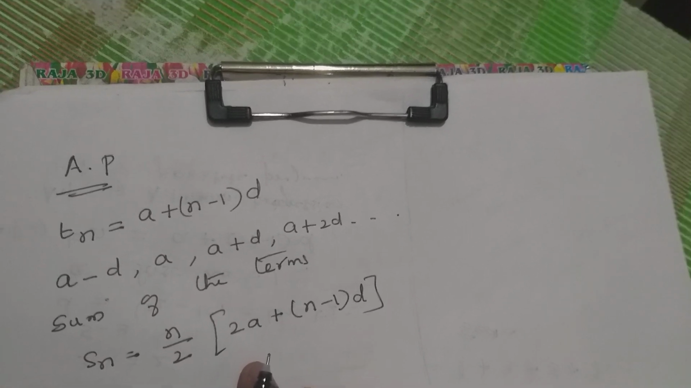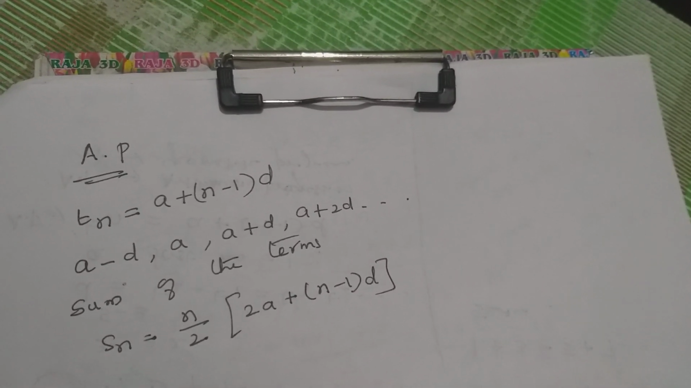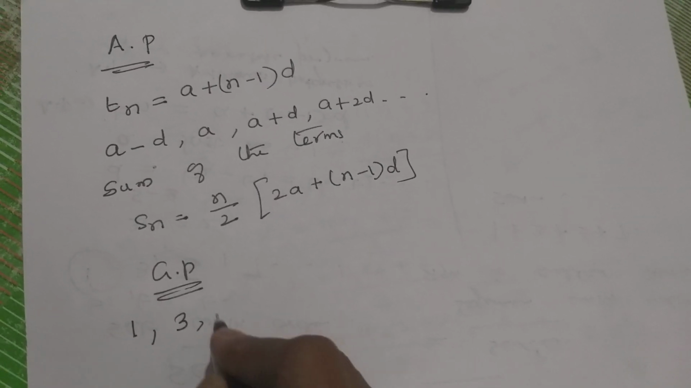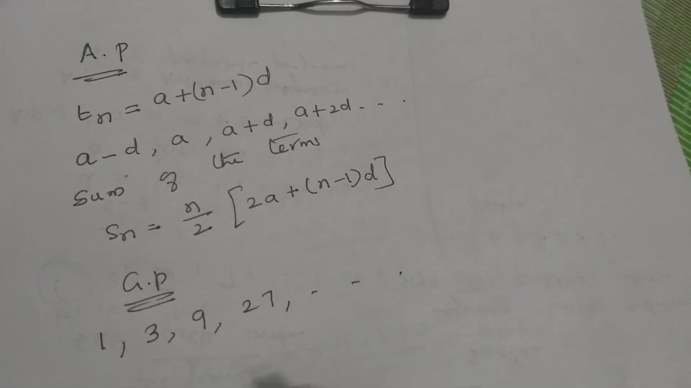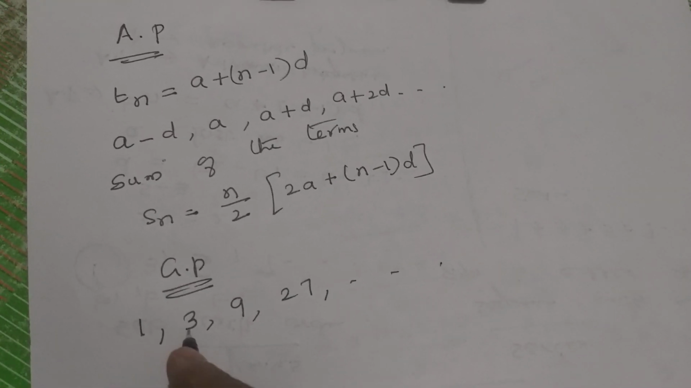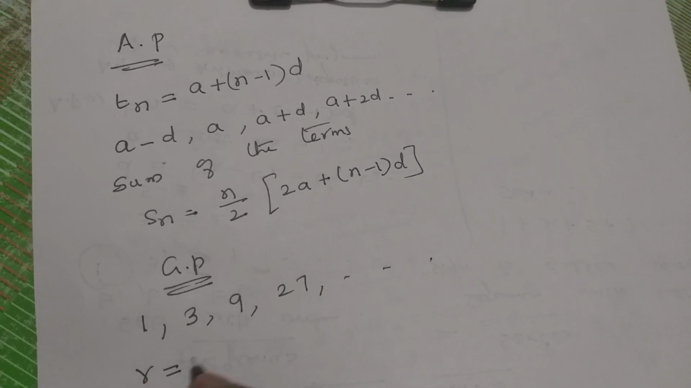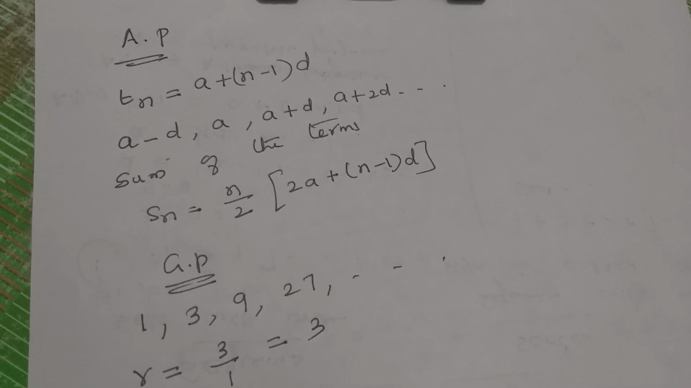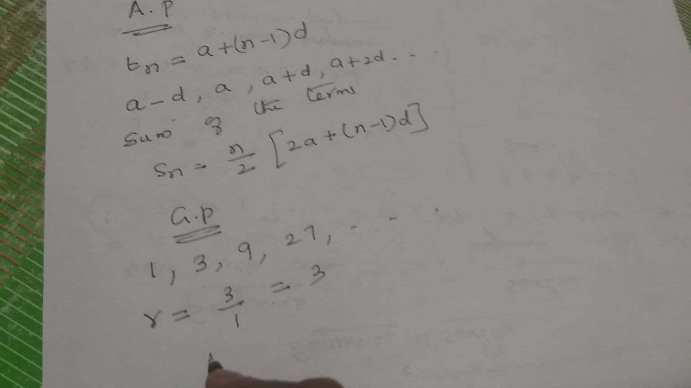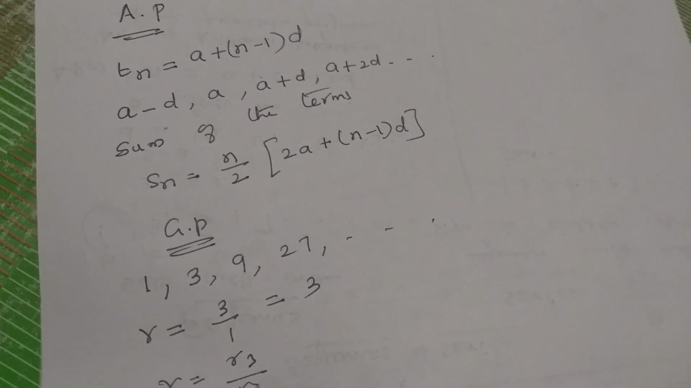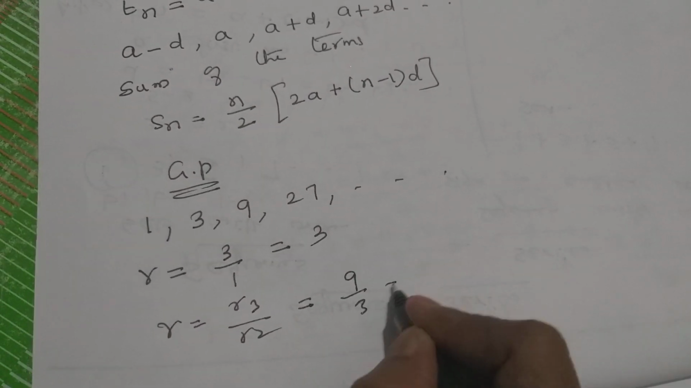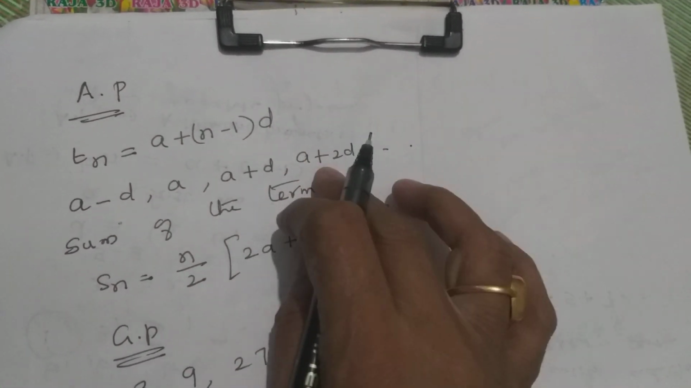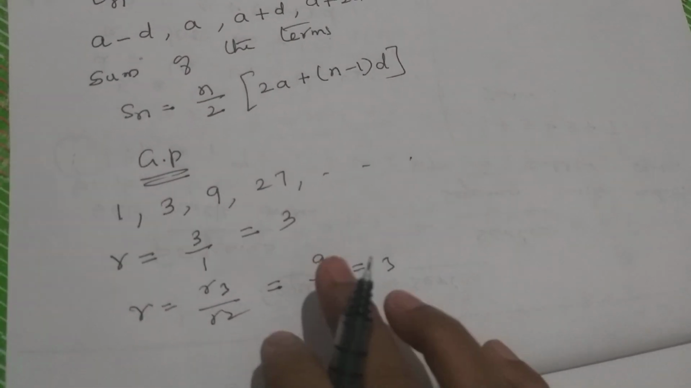Now, if you take GP, geometric progression, take one example: 1, 3, 9, 27. Here it is in division. The difference here is the ratio between these two numbers. When you divide 3 by 1, it equals 3. When you divide the third by the second, 9 by 3, it is 3. In AP the difference must be equal, and here also the ratio must be equal.